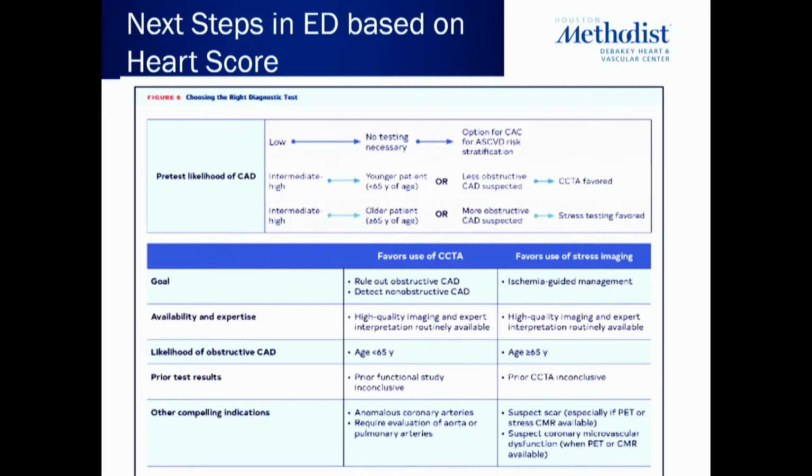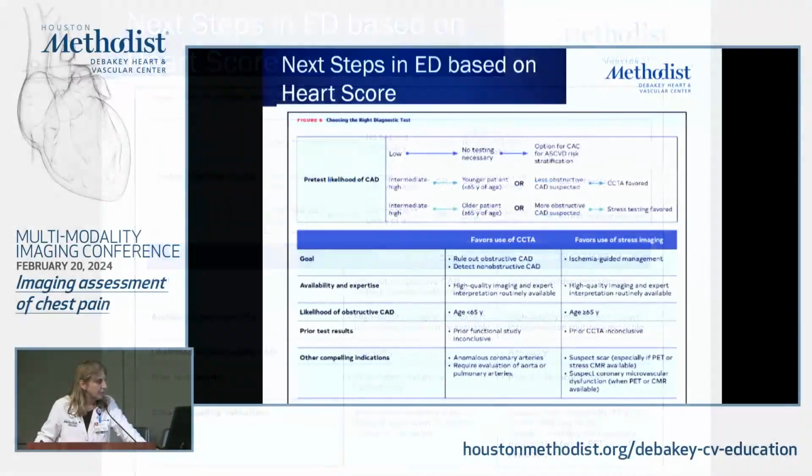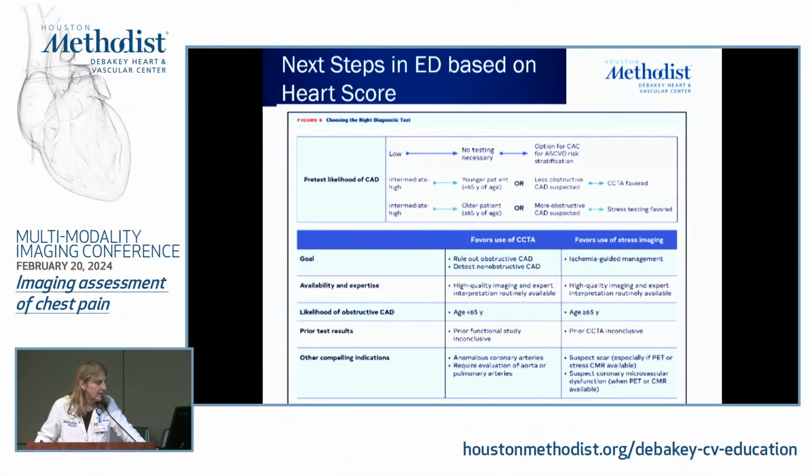The low pretest probability, no testing. Follow up with a cardiologist, could get coronary calcium scoring if you wanted to, just to determine their risk better. Intermediate risk, if they're a younger patient and therefore you're not expecting any obstructive CAD, CVCTA is favored. If they're an intermediate or older risk patient, greater than 65 years of age, and you're expecting to have obstructive CAD or a high coronary calcium score, stress testing is favored.